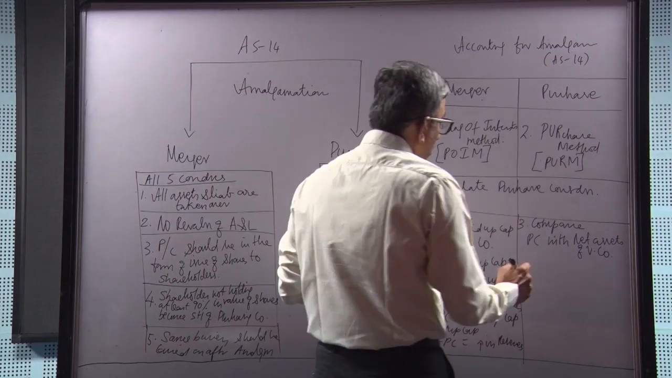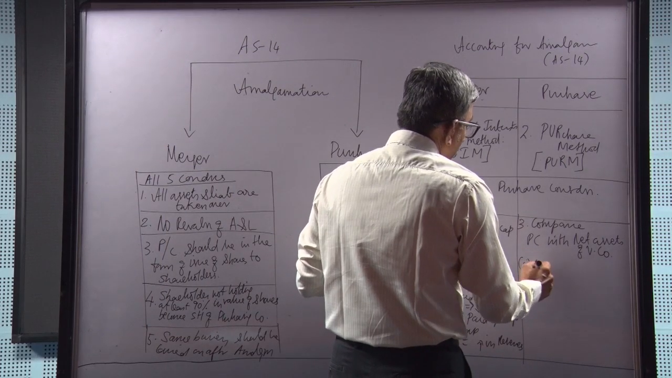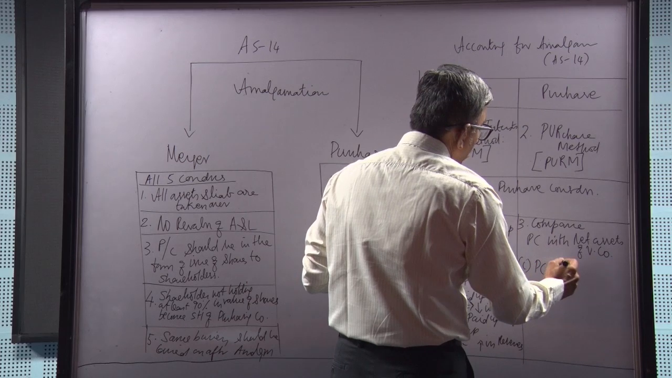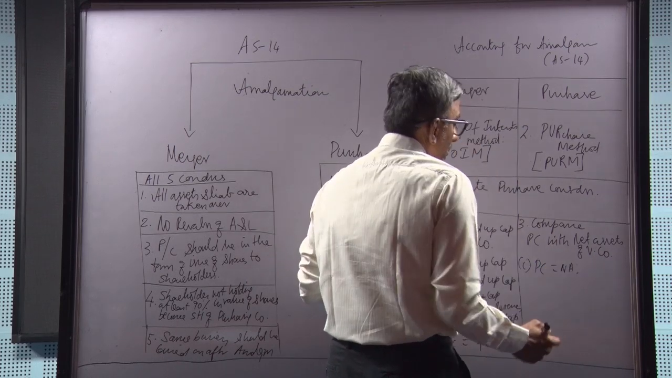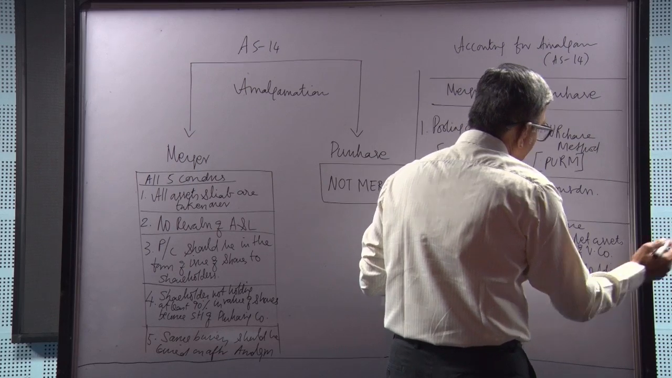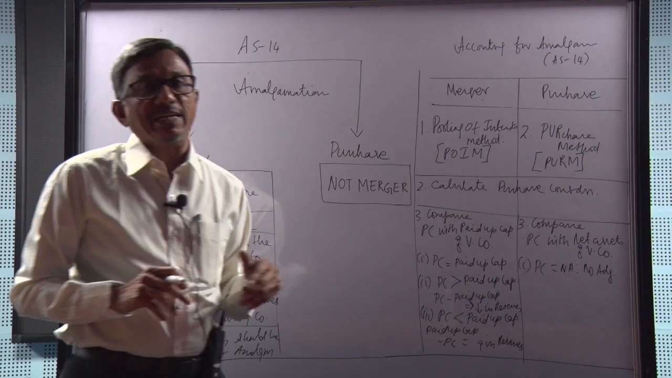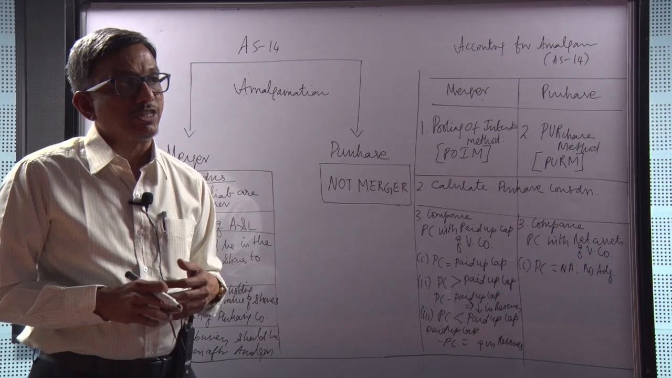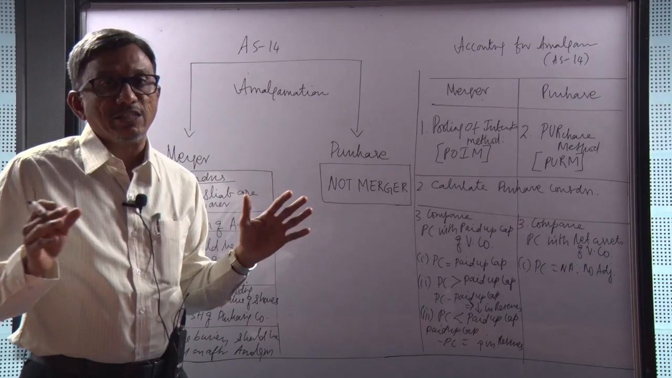Then what are the 3 possibilities? Purchase consideration equal to net asset, no adjustment. No further adjustment to be done. In the place of net asset, you are going to record the purchase consideration, then no further adjustment will be done.